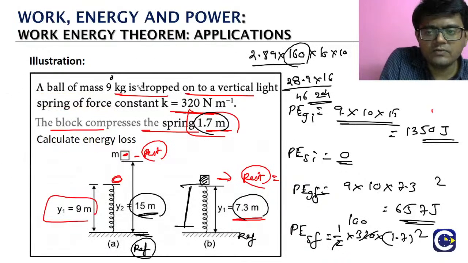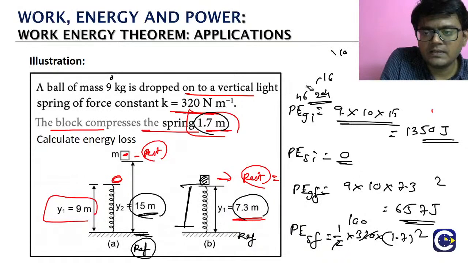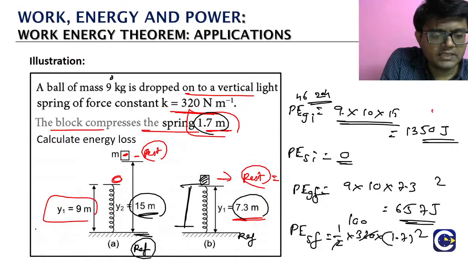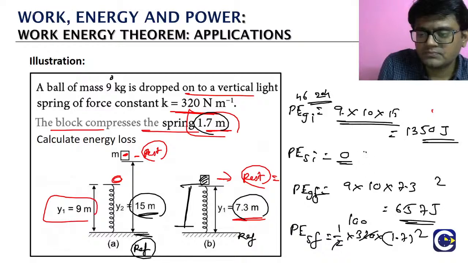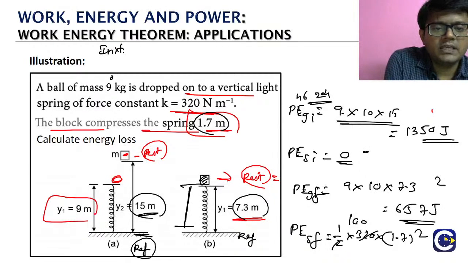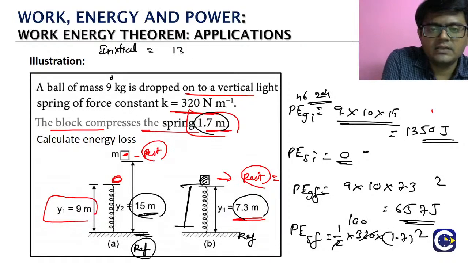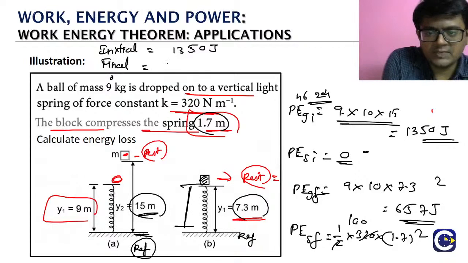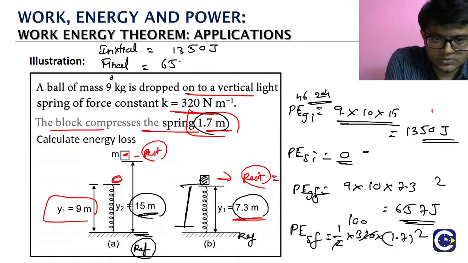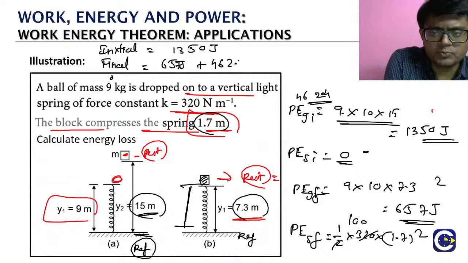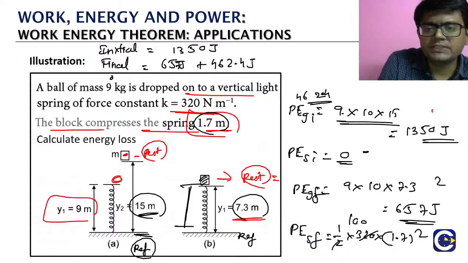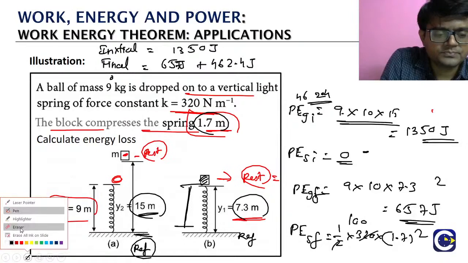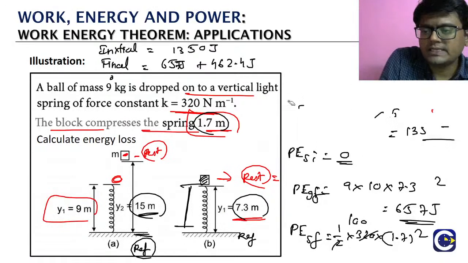So இப்போ என்ன பண்ணணும் பாருங்க, we are having the initial gravitational potential energy and initial spring. Initial spring எவ்வளவு? 0. So total initial mechanical energy எவ்வளவு? இதுதான் 1350 joules. Total final mechanical energy பாருங்க எவ்வளவு? 657 joules. Okay வா? Plus this 462.4 joules. 657 plus 462.4.